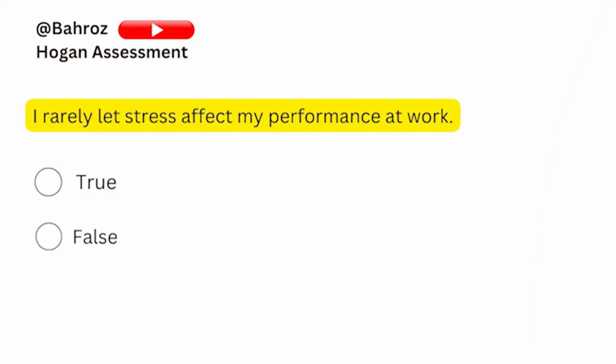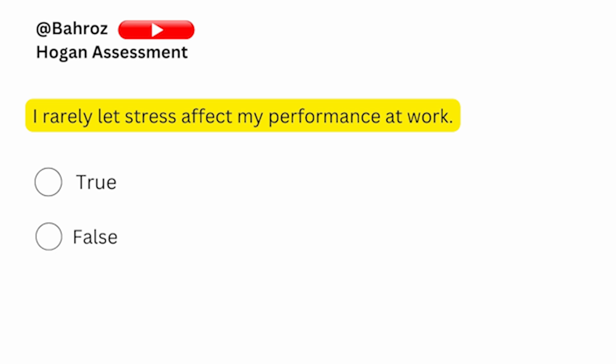Question 1. I rarely let stress affect my performance at work. Okay, so right away, your instinct might be to say true because it sounds good, but let me tell you why you need to think before you just click. The adjustment scale is measuring your emotional stability. Companies want someone who can remain composed and effective even when pressure is high, deadlines, difficult stakeholders, unexpected problems. That is a core competency for any serious role.